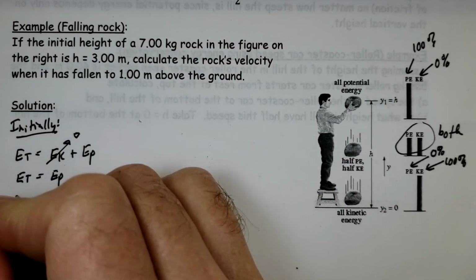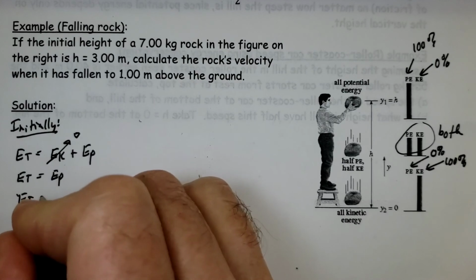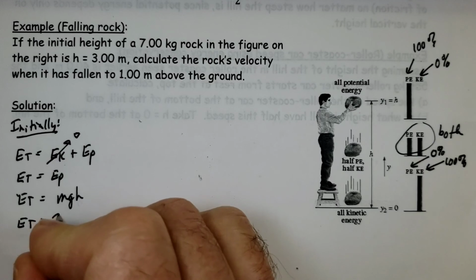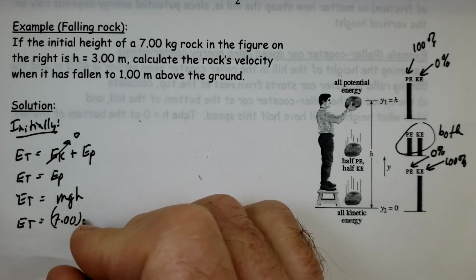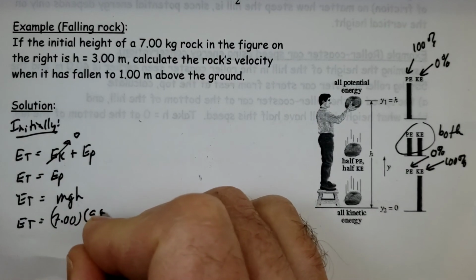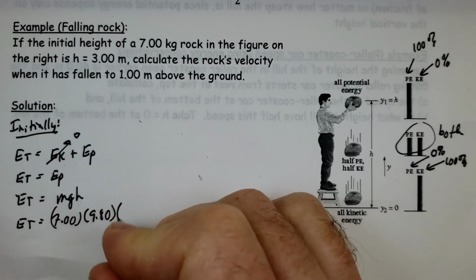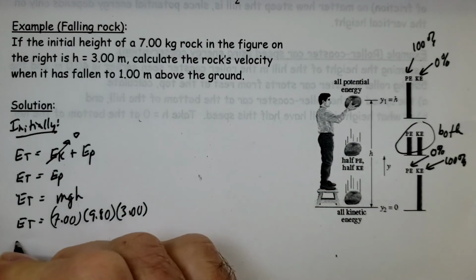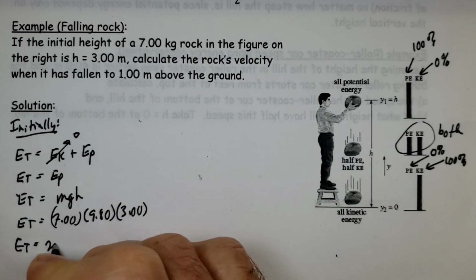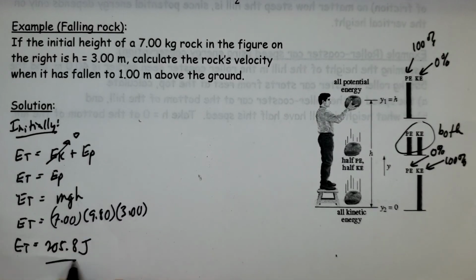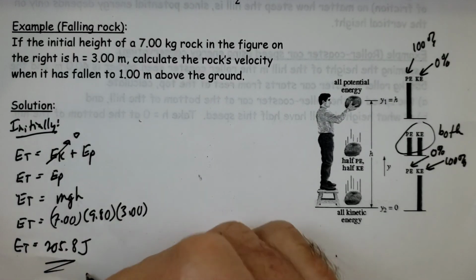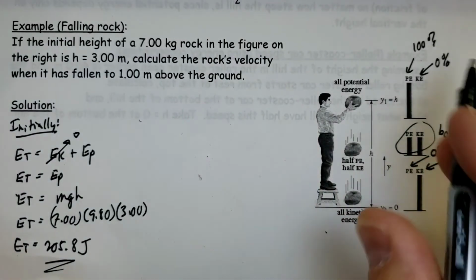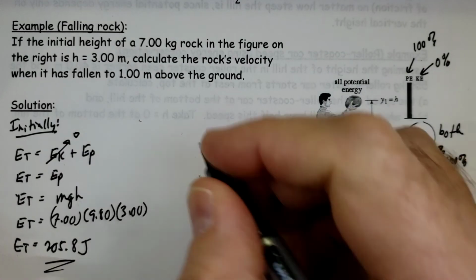Okay, so ET equals EP, which of course is mgh. So we're told it's a 7 kg rock. Again, the force applied to lift it up is equal and opposite to Fg, so I can use positive 9.8. And the maximum height of release is 3.0. So that tells us that the total energy is going to be 205.8. So all the time, ET is going to be 205.8, whether it's at the top or at the bottom or somewhere in between.